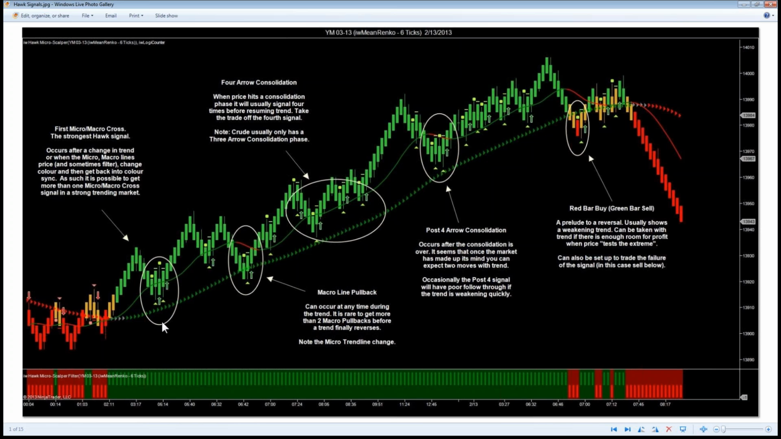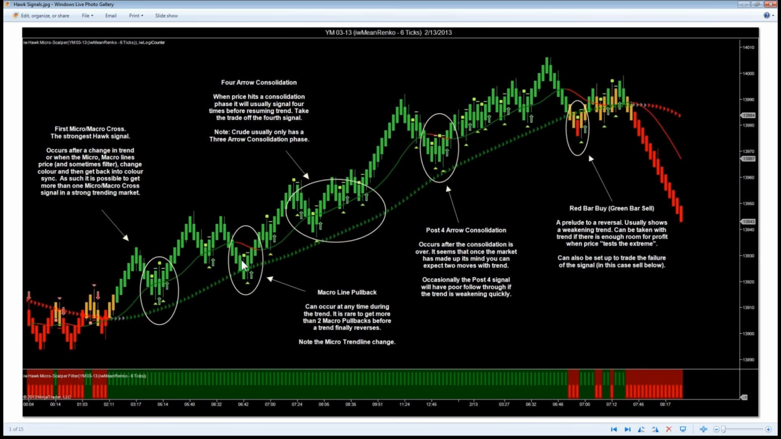On the hawk, we have our high probability signals. The highest probability signal, first micro-macro cross signal, develops after the micro and macro lines cross. Everything is green. Filter is green. Trend lines are green. Bars are green. Signal is green.